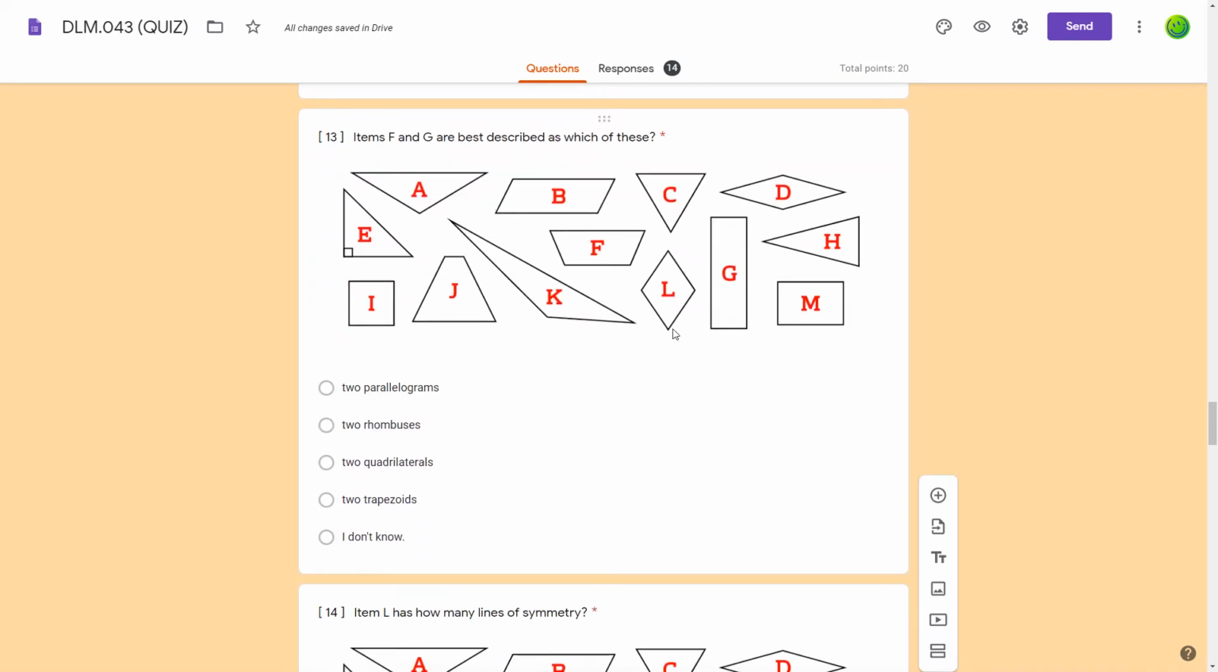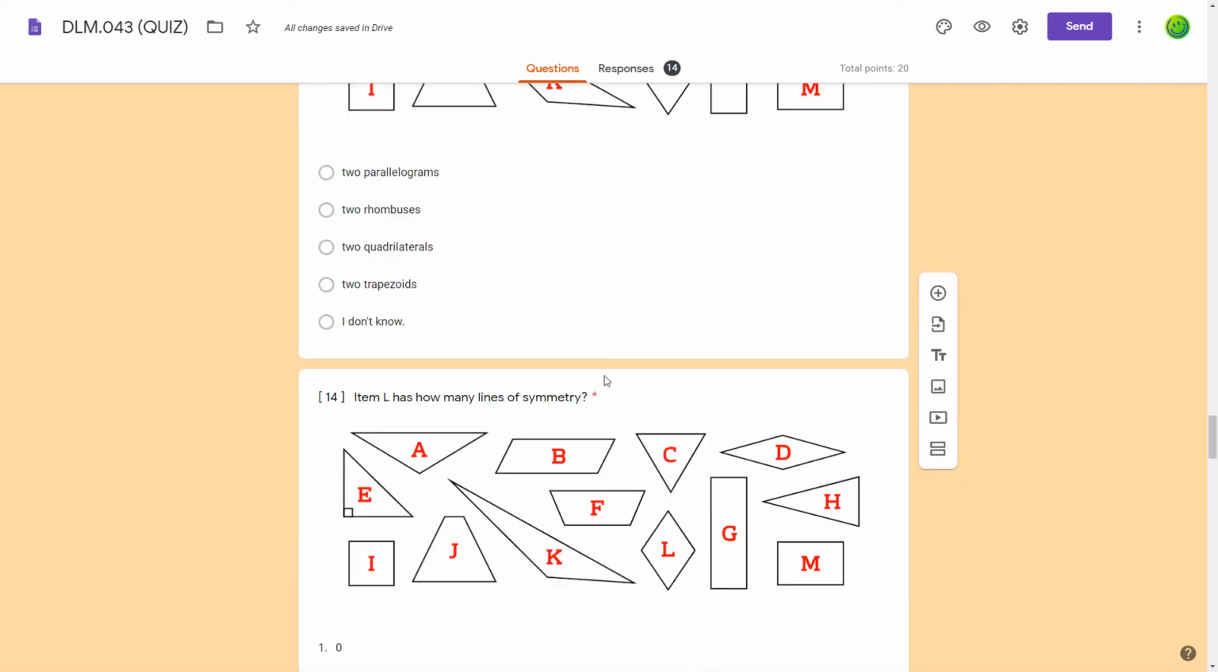Item 13, F and G. Well, we talked about the fact that G and B are both parallelograms, but this one's not. This one does not have all 4 sides parallel to each other. They can't be 2 parallelograms. There can't be two rhombuses, and they're not two trapezoids, so they must be quadrilaterals. And quadrilateral simply means a shape that has four sides. So both of these shapes do have four sides. They're not parallelograms, they're not rhombuses, and they're not trapezoids.